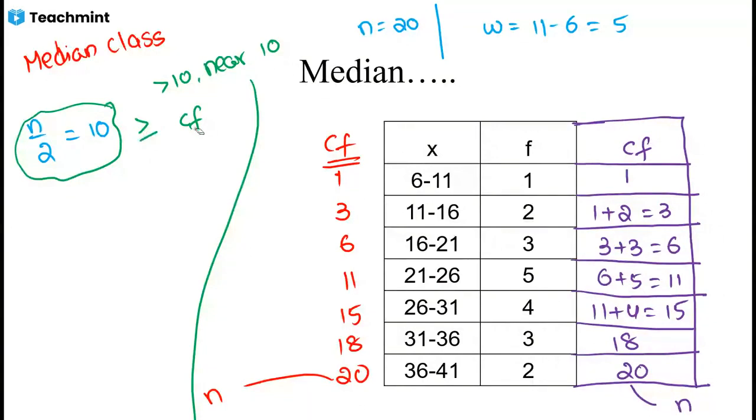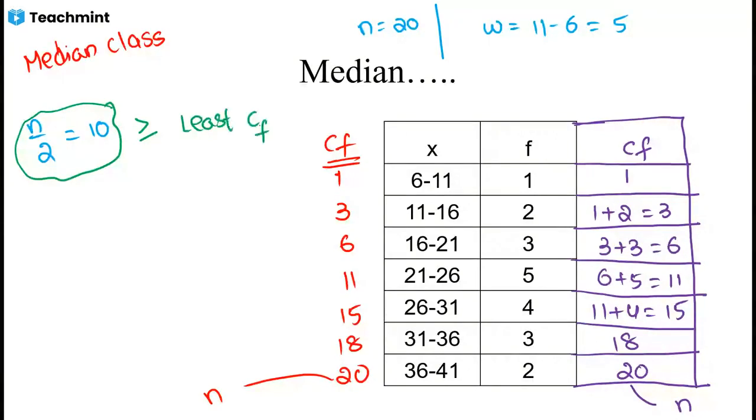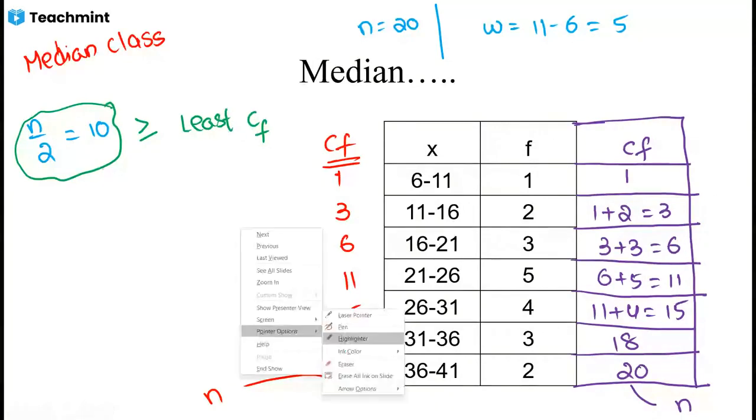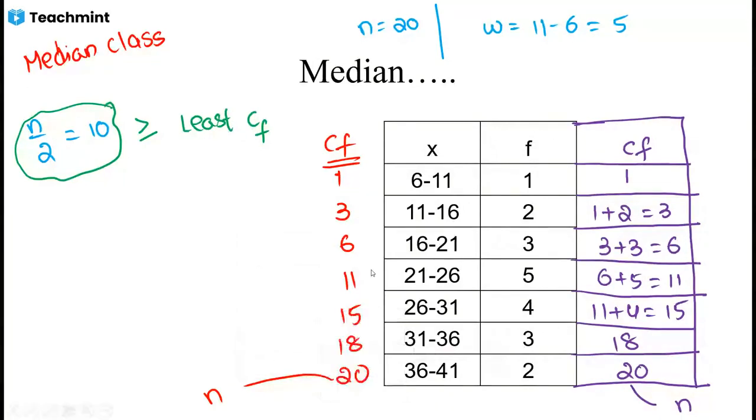The least value of CF, cumulative frequency, which is satisfying this. I can put it like this: greater than or equal. What is the least CF satisfying that? The least cumulative frequency which will satisfy this is nothing but 11, right? So guys, is it 11? So 21 to 26 is the median class.